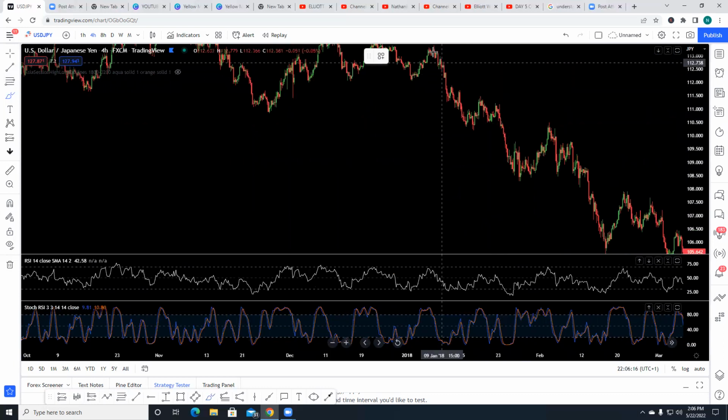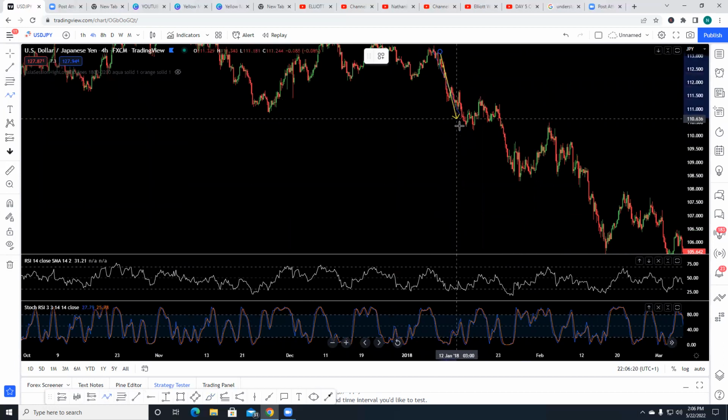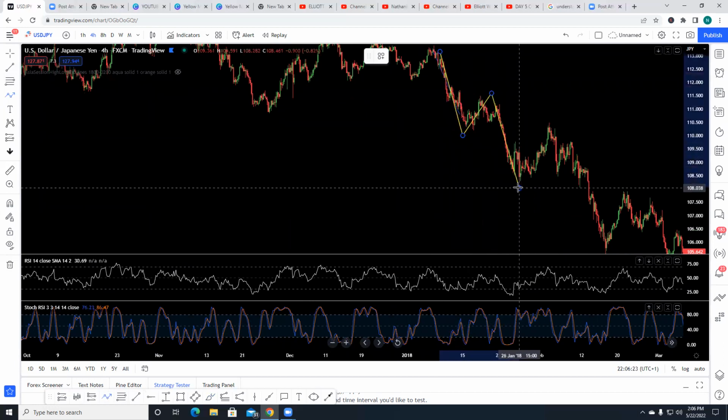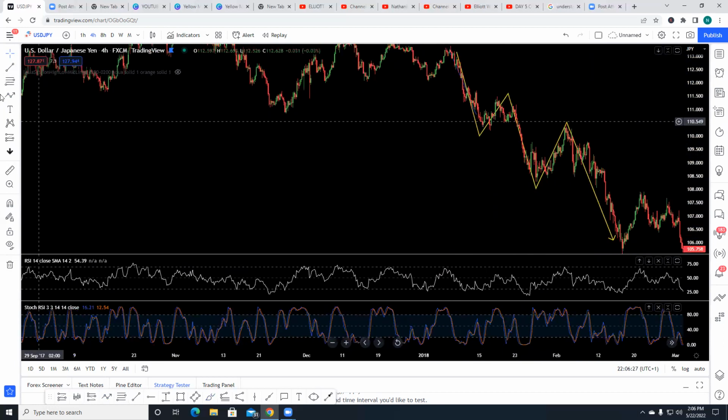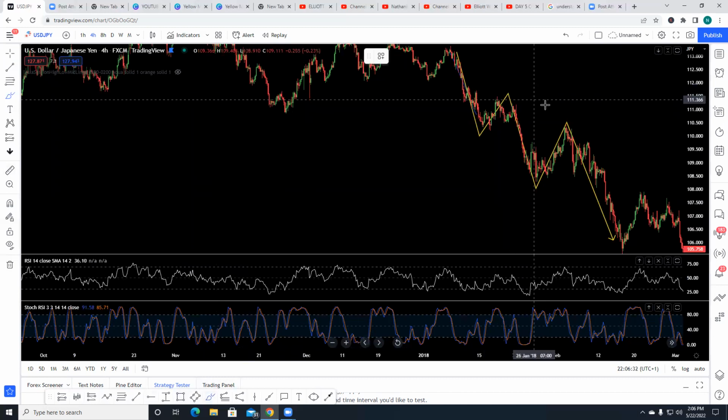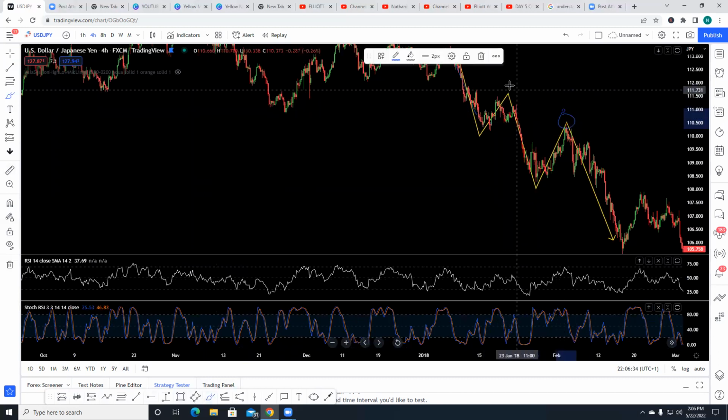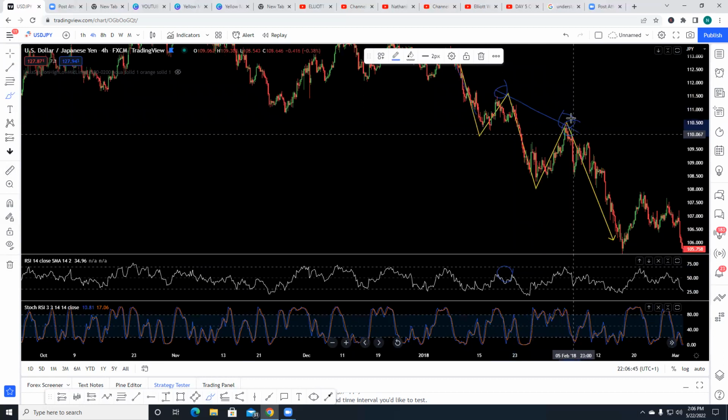You see this move here? Move, correction, move, correction, move. How do you confirm that this corrective structure here is over? How do you confirm? You see this? Trace them to the low. If you trace this to the low, you see this one is making a lower low here, then this one is making a higher low.